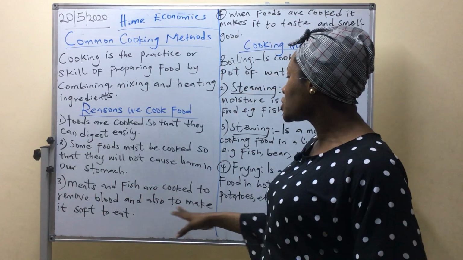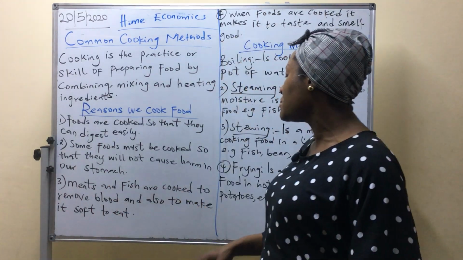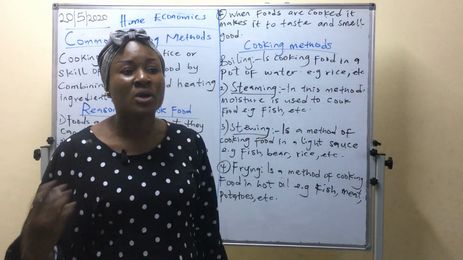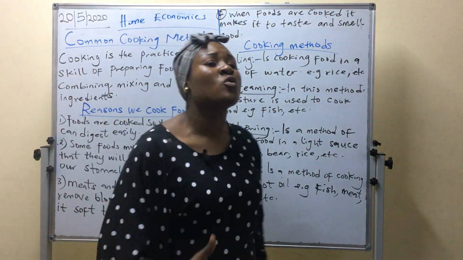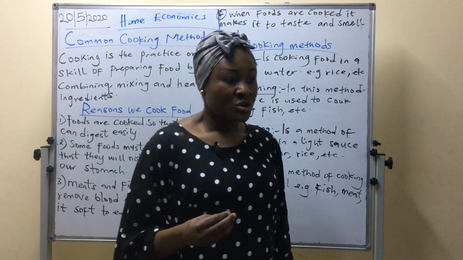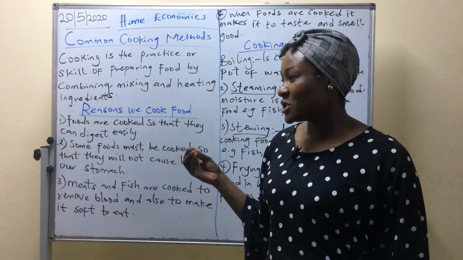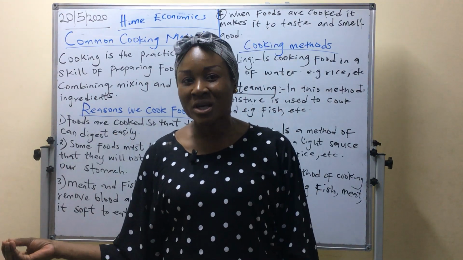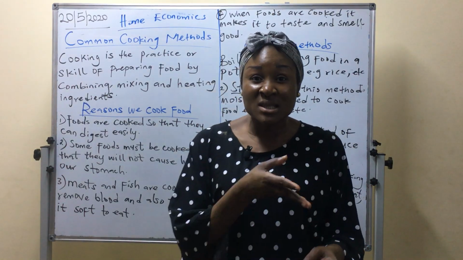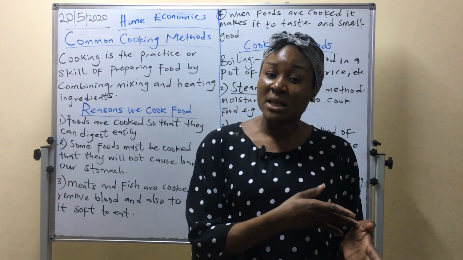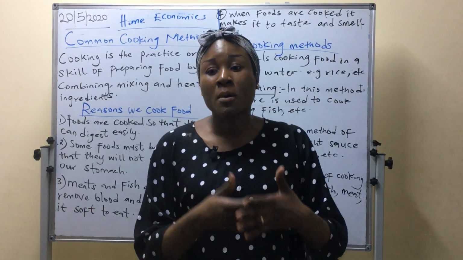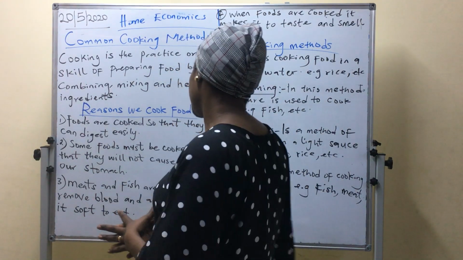Meat and fish are cooked to remove blood and also to make them soft to eat. When you buy fish or meat from the market, they usually have blood in them. Even though you wash them a thousand times, that blood will not be removed unless they are cooked. I know that some of us must have done silly things when your mom is cooking and you go to the pot to steal the meat, not knowing that the meat is not properly cooked. If you open it, you still see some blood in it. So we cook to remove blood from the meat, and we cook to remove blood from the fish.